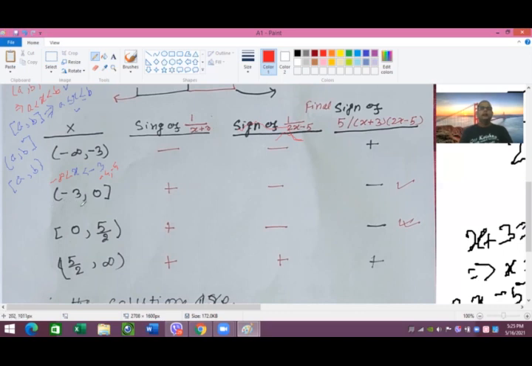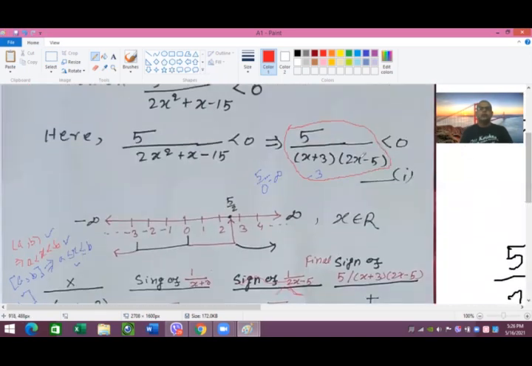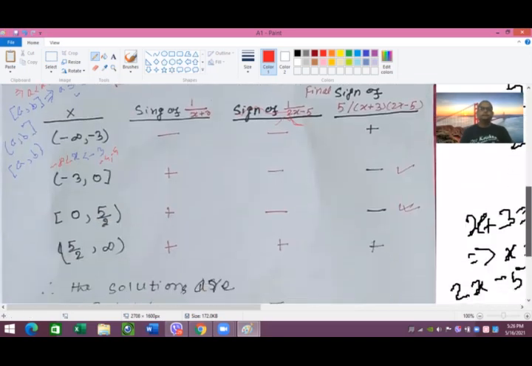And we do a similar experiment with the values from negative 3 to 0 including, and then from 0 to 5 by 2, where 5 by 2 is not included, because again if you put 5 by 2 here, you have 5 by 2 times 2 and minus 5, and these are going to cancel, so 5 minus 5 will be 0. Therefore we take the value of x just below 5 by 2, so there is a small bracket.